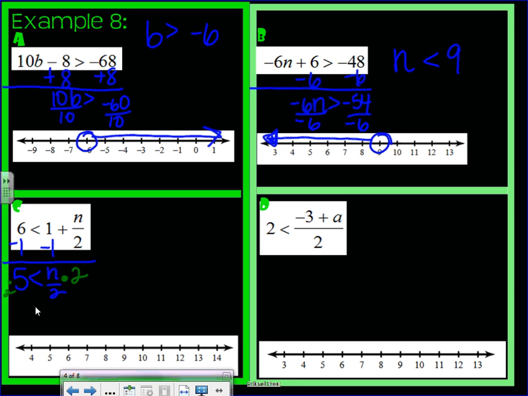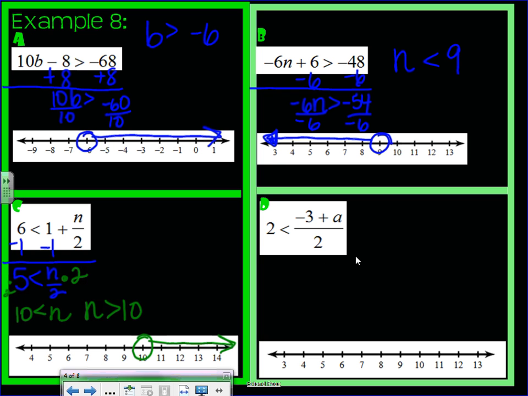So 5 times 2 is 10. I'm left with 10 is less than n. And if you remember from the very first slide, I told you that you have to be careful not to have the variable on the right-hand side. So we have to switch it and make it n on the left and 10 on the right. And when we do that, we have to also reverse the inequality. So it has to be greater than. So n is greater than 10. Again, I'm going to draw an open circle on 10. I didn't make any of these equal to. Sorry about that. All right, so then, again, it's a greater than symbol, so I'm going to go to the right. And I'm done.